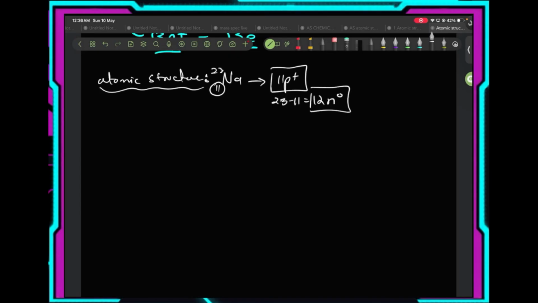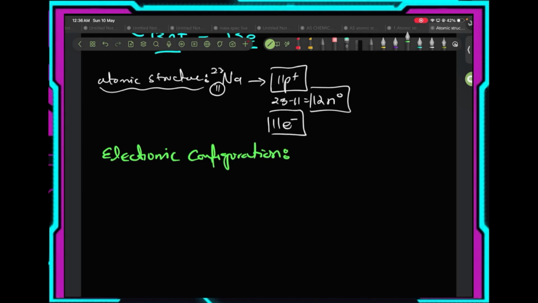And since it is a neutral atom, how many electrons should it have? 11 electrons. Yep. So it has 11 electrons. Now we need to arrange these electrons in the shells. That is called your electronic configuration. Now what is electronic configuration? It is basically the arrangement of electrons in the shells of an atom.